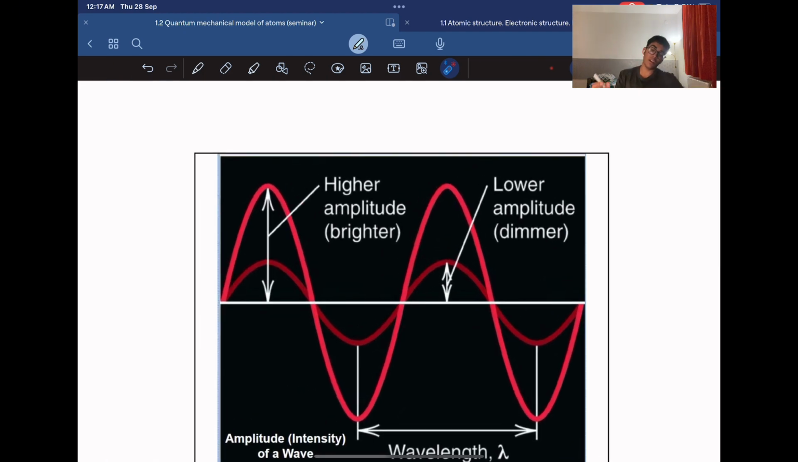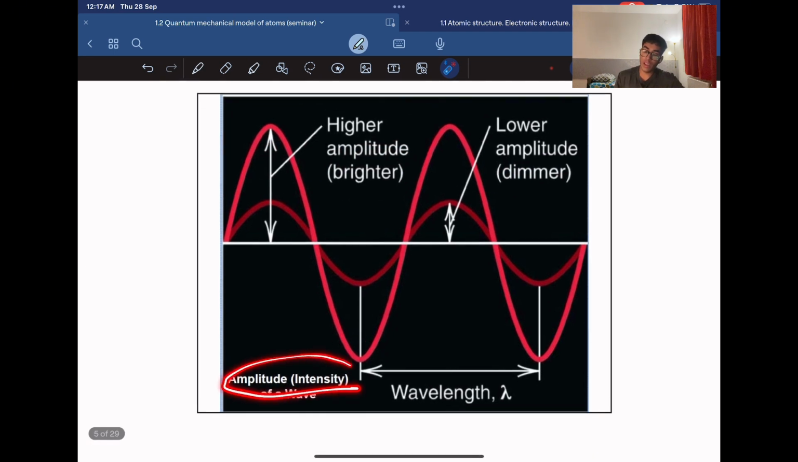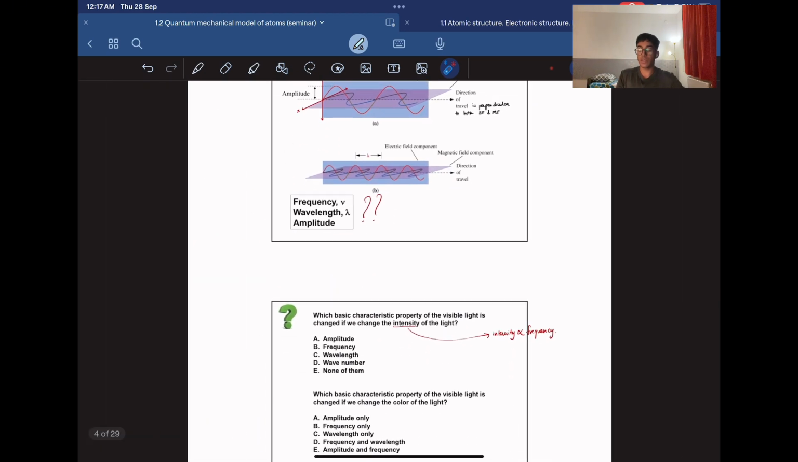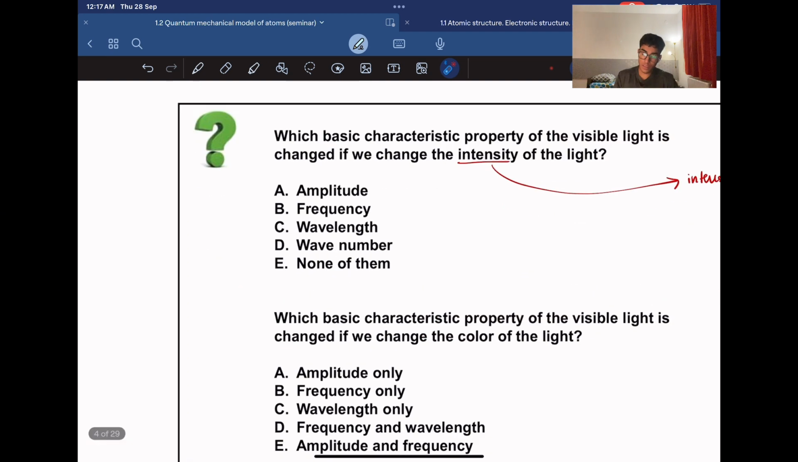Okay, intensity, we're going to move on. You can see this slide over here. A higher amplitude results in a brighter light, and a lower amplitude results in a dimmer light. Amplitude is basically the intensity of a wave, not the energy. Energy and intensity are different. So basically the answer to this question is amplitude.